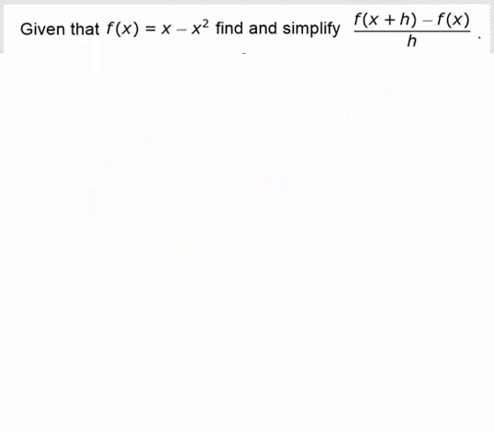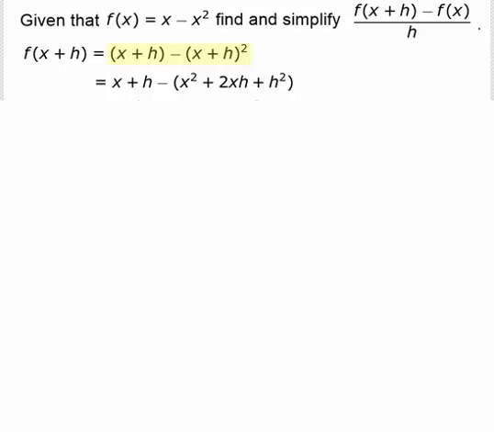In our second example, our function is f of x equals x minus x squared, and we're going to find the difference quotient. The first thing you do is find f of x plus h. And f of x plus h is found by replacing x in our function with x plus h. So we get f of x plus h equals x plus h minus the quantity x plus h squared.